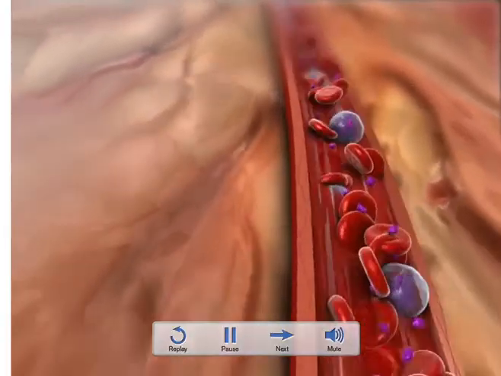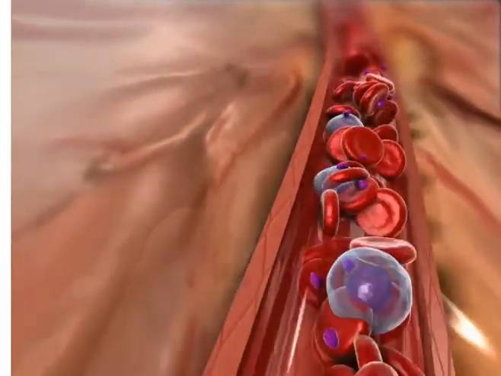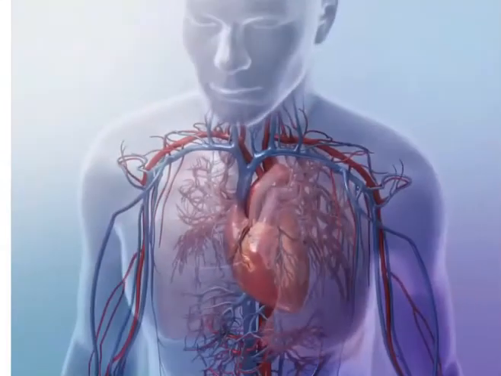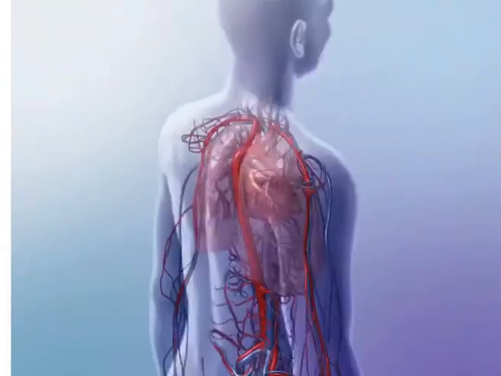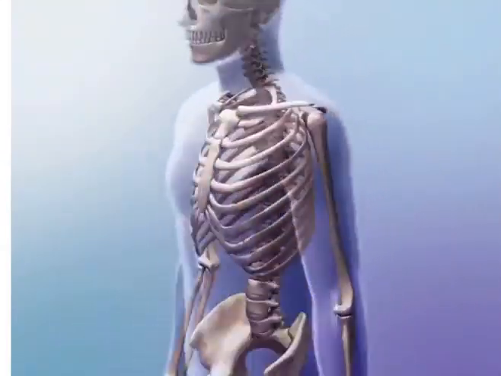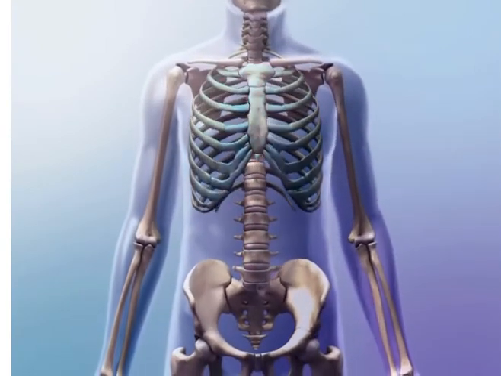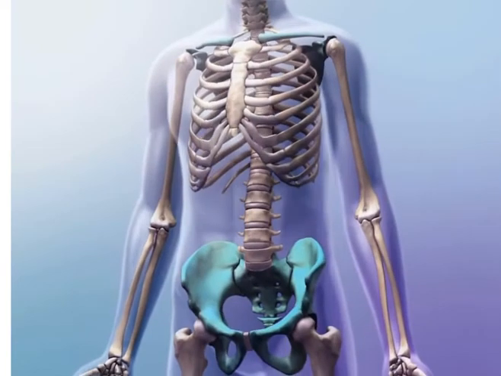Red blood cells, also called erythrocytes, make up 40 to 45% of blood volume and function to transport oxygen from the lungs to the cells of the body. Red blood cells are produced inside the bones of the skeletal system, particularly in the vertebrae, sternum, ribs, and pectoral and pelvic girdles.